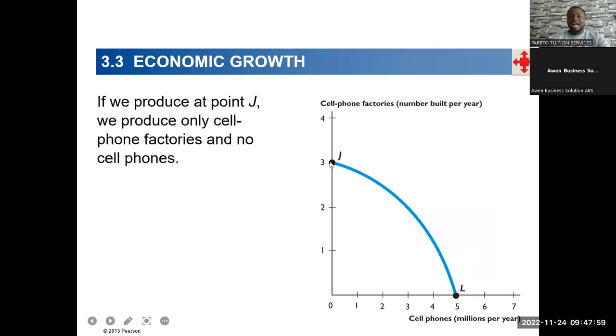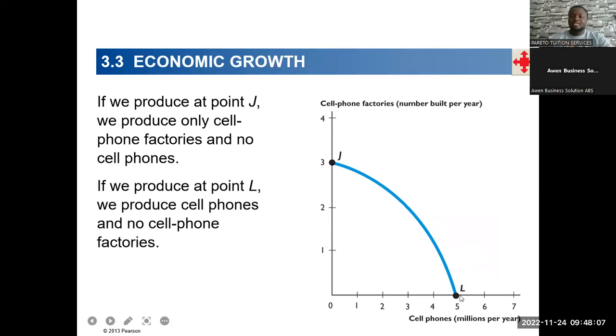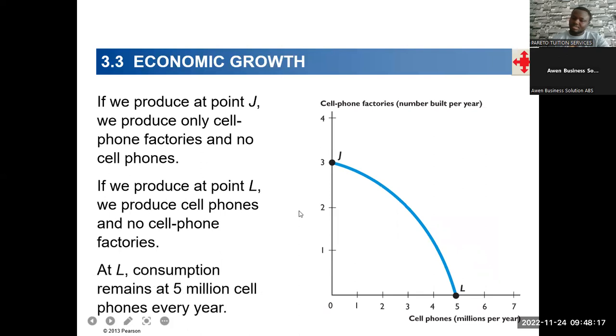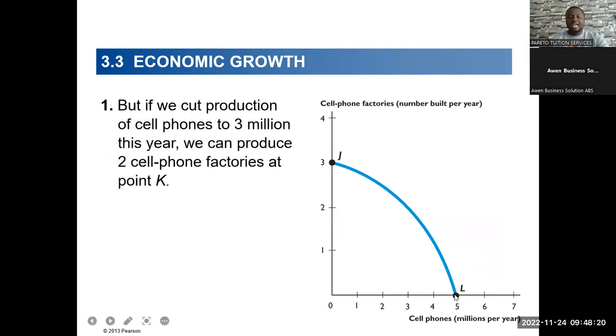Now at J, we can only produce cell phone factories. And then at L, we can only produce what? Cell phones. Only cell phones. There's the quantity of cell phones we can produce per year, and the quantity of cell phone factories we can produce per year. Now, assuming we are just at L, we are producing what?